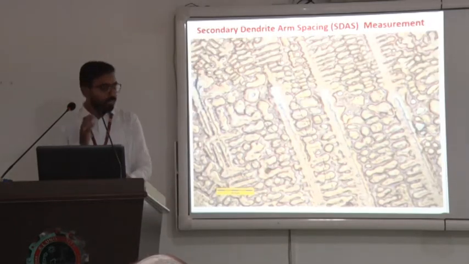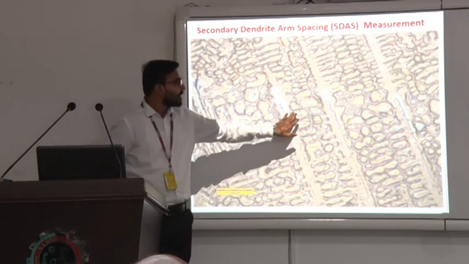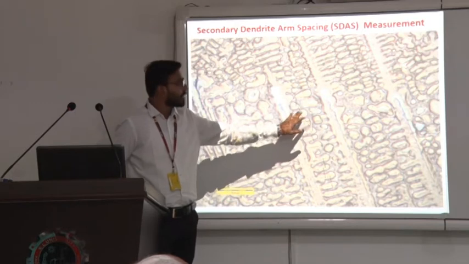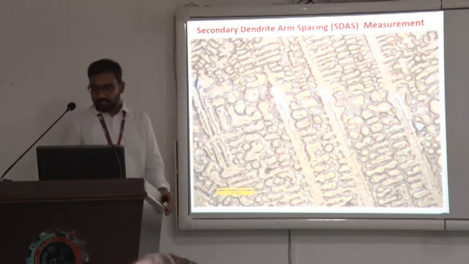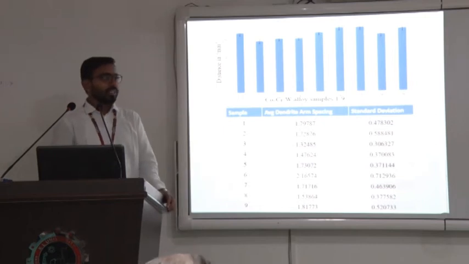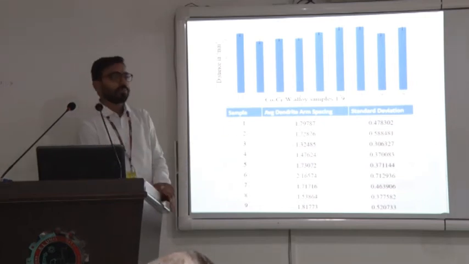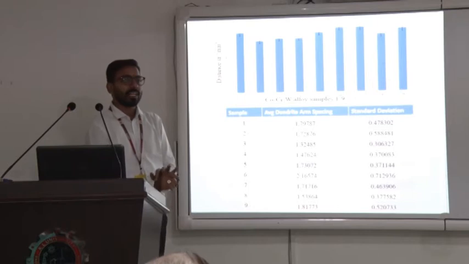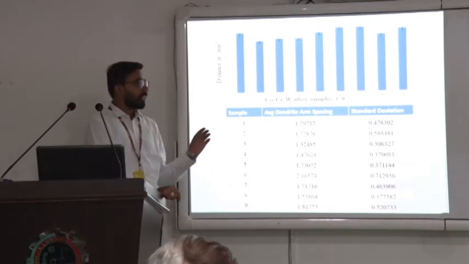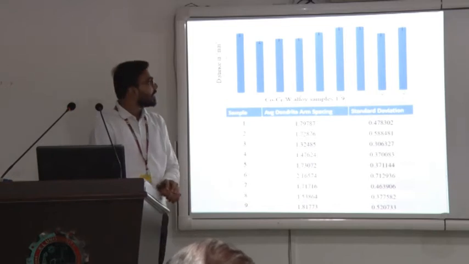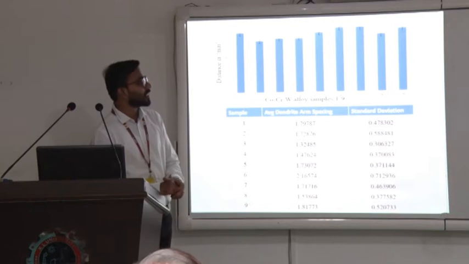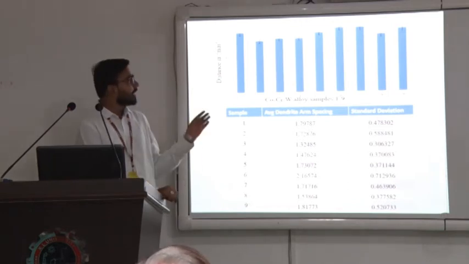This is how we measure secondary dendrite arm spacing: from grain center to grain center. All the samples were measured, and the results are tabulated and plotted in a graph. The main purpose of measuring SDAS, the secondary dendrite arm spacing, is to see how it influences the hardness. Here we can see the first sample, and the sixth and seventh samples show high grain size.